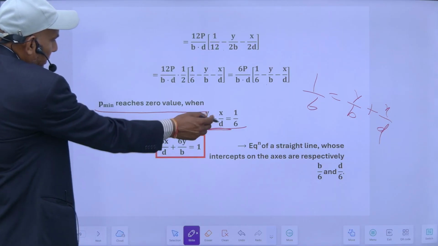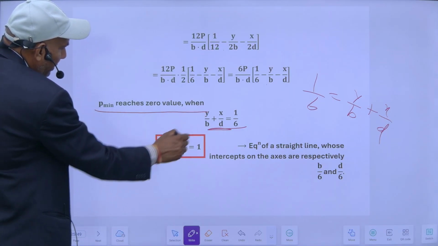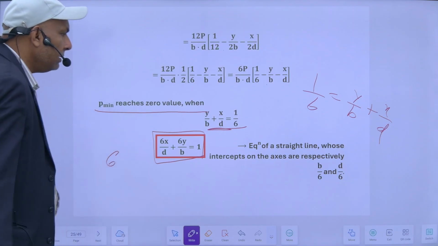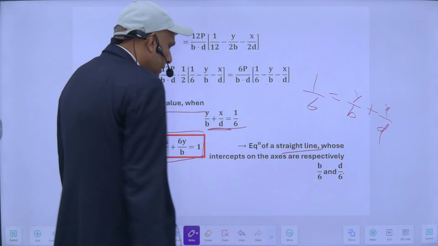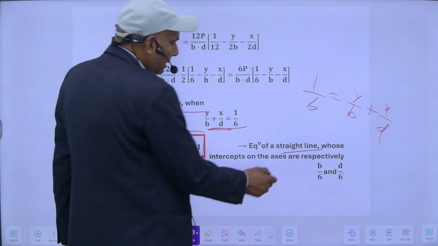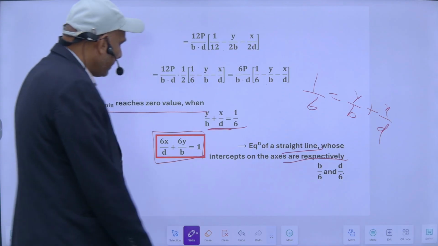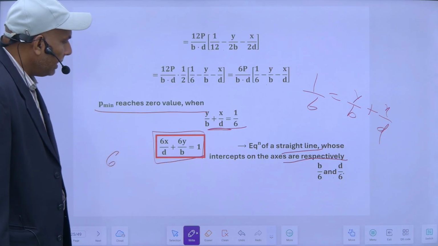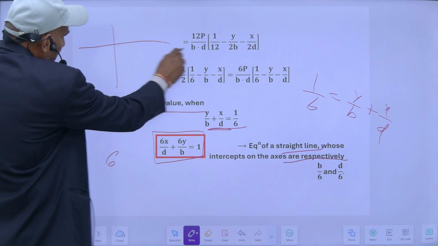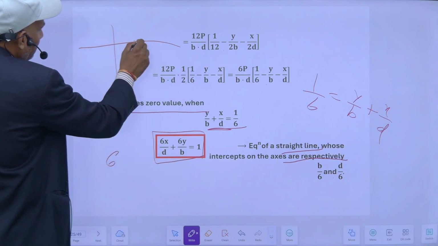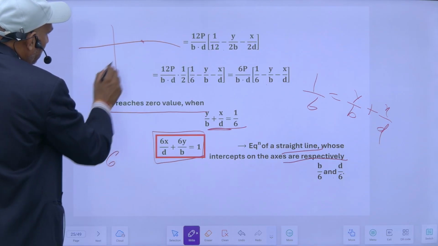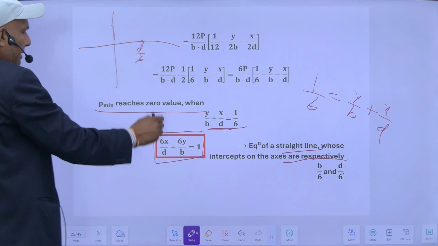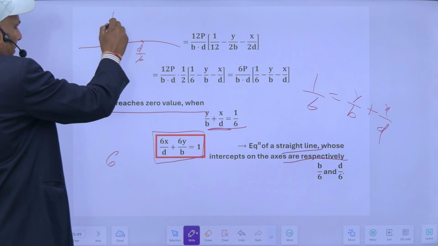Multiplying both sides by 6, it becomes 6x upon d plus 6y upon b is equal to 1. And this is the equation of a straight line whose intercepts on the x-axis and y-axis are respectively d by 6 and b by 6. On the x-axis, if I put y is equal to 0, it will give x is equal to d by 6, and if on the y-axis I put x is equal to 0, then y will be b by 6.